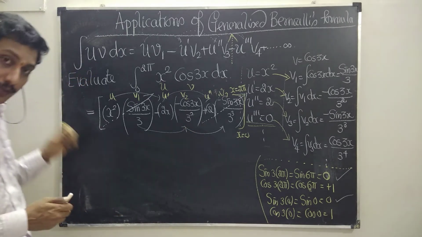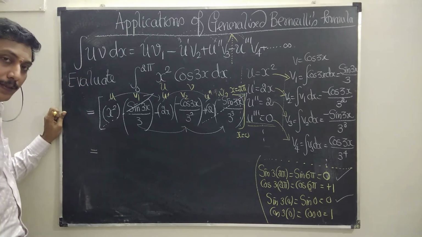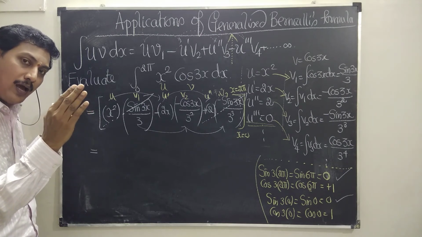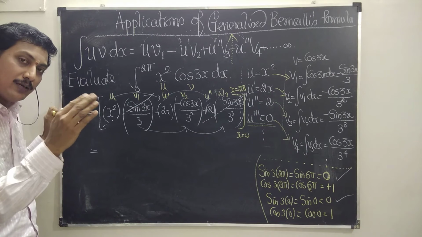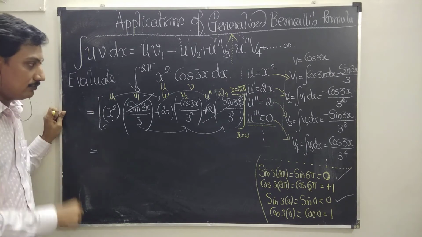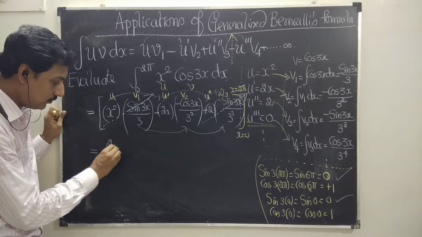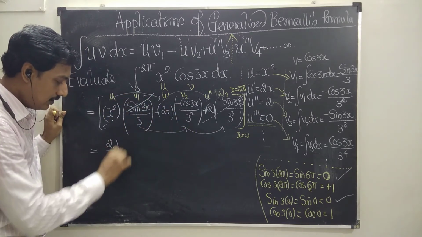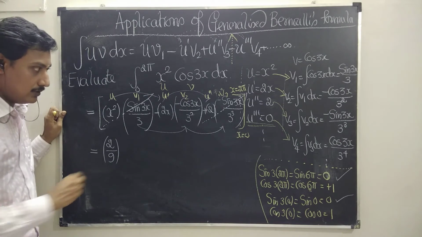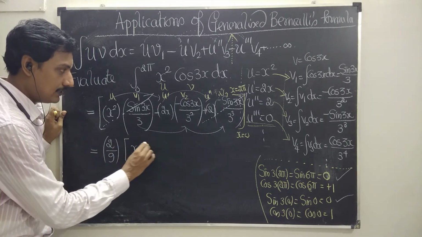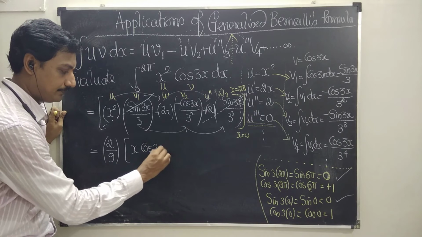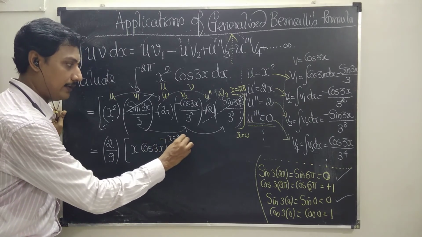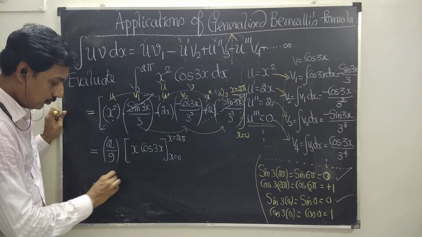Before applying the limits, the best idea is bringing out all the unnecessary terms, the constant terms outside the variable term. Here 2 is a constant, and 3 square is 9, with minus times minus giving plus. So let them come outside. The rest is x into cos 3x, from x equal to 0 to x equal to 2 pi, multiplied by 2 by 9.